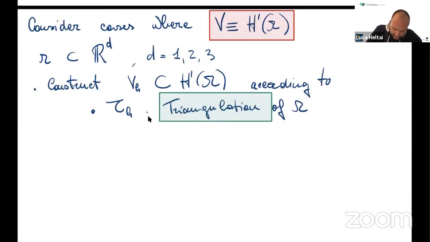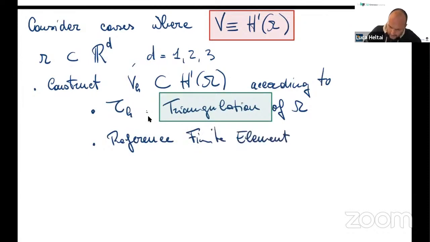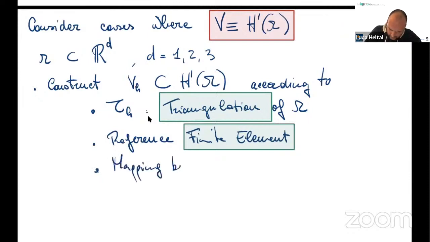According to the triangulation of omega, according to a reference finite element, and this is also an object that will need to be implemented, and a mapping between. And now we have seen this. I will go back to this in this recap today.